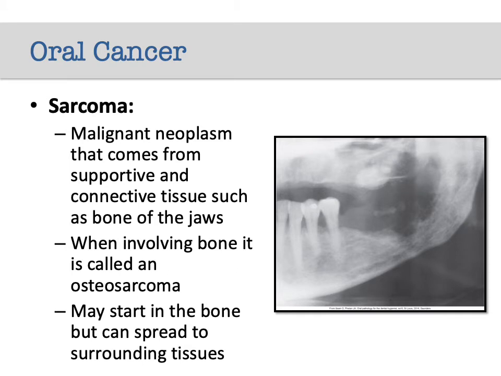A sarcoma is a malignant neoplasm that comes from supportive and connective tissue such as bone of the jaws. When involving bone, it is called an osteosarcoma. It may start in the bone but can spread to surrounding tissues.